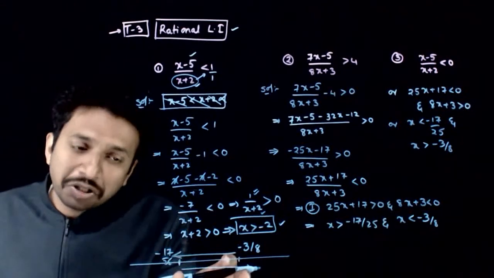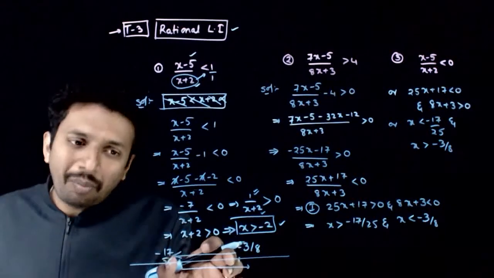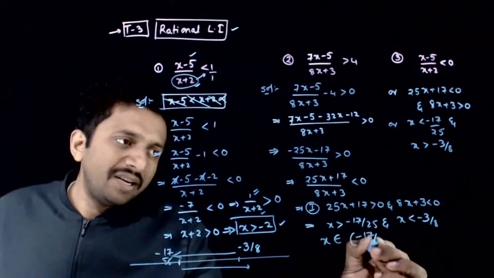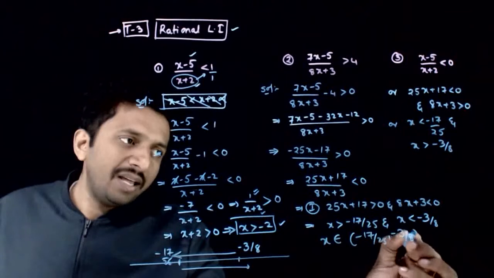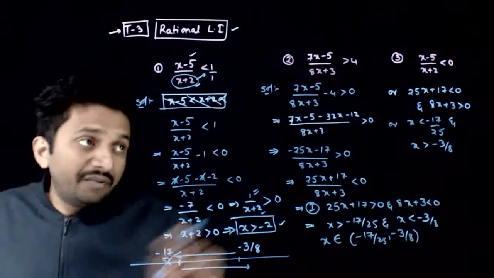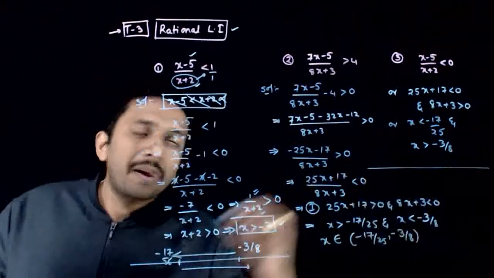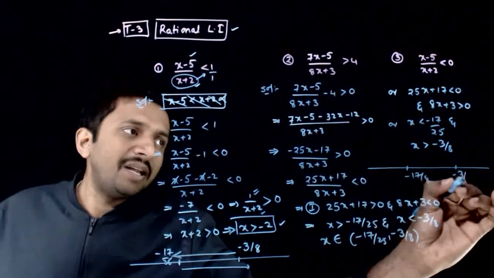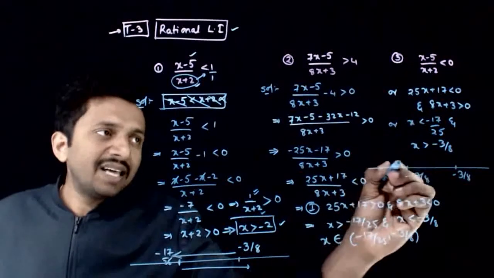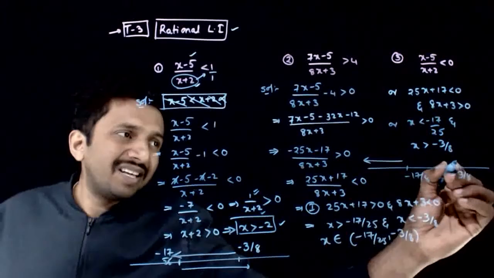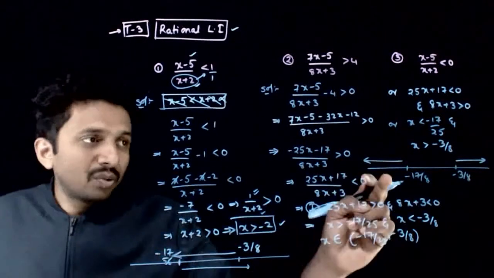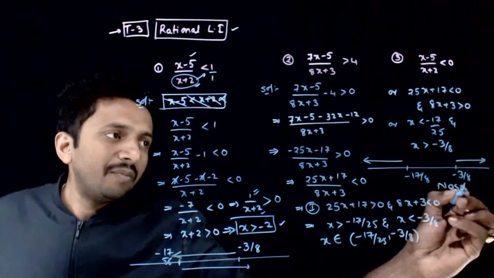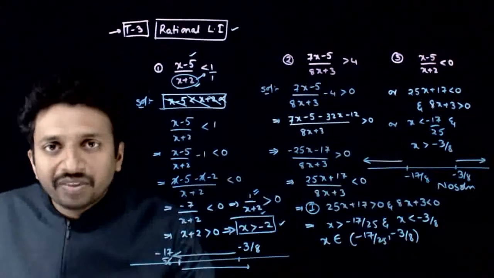So what is the simultaneous solution? It's in between minus 17 by 25 and minus 3 by 8. So x belongs to the interval from minus 17 by 25 to minus 3 by 8. If you go to the next inequation, x is less than minus 17 by 25 and x is greater than minus 3 by 8. So what is the simultaneous solution for this? No solution, because there is no common solution for these two.